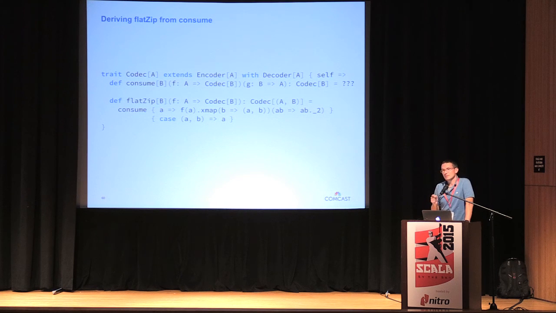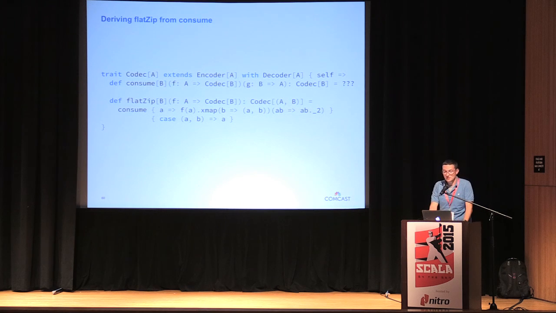But something's got to give, right? If we don't have the inverse, then I can't give you back a codec of b. Instead, you get back a codec of a tuple, ab. And it ends up being that you can implement flatzip in terms of consume, or vice versa. Whichever one you pick to be abstract, you can implement the other one in terms of.